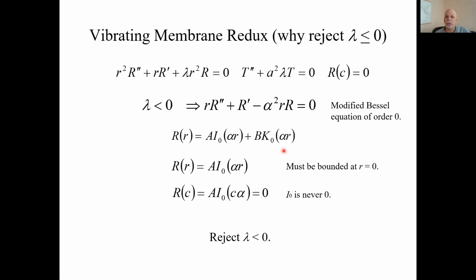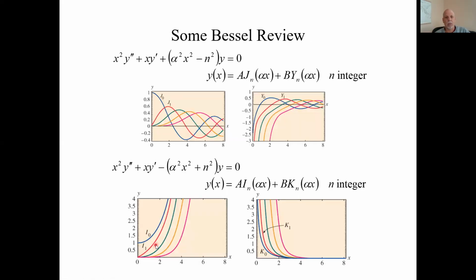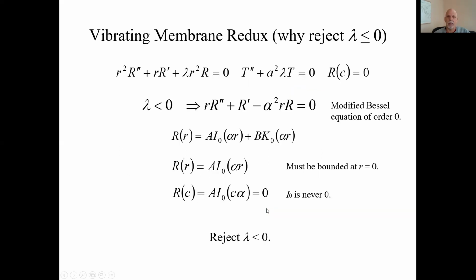Here's its general solution. Require boundedness. The critical point here is at r equals 0. Modified Bessel functions of the first kind are okay. Modified Bessel functions of the second kind blow up as the argument goes to 0. So we set this to 0. Here's our surviving function, from the boundedness. Now we look at this boundary condition.